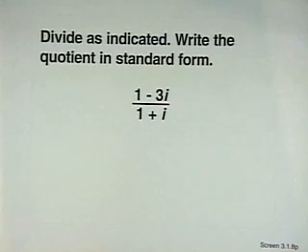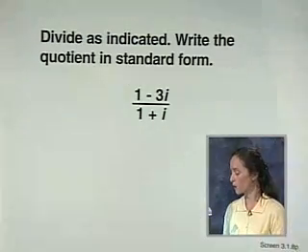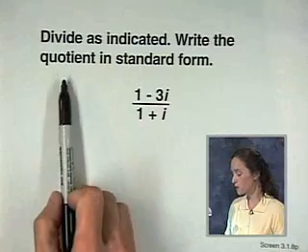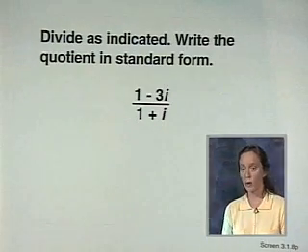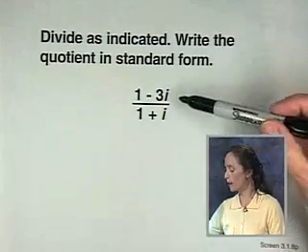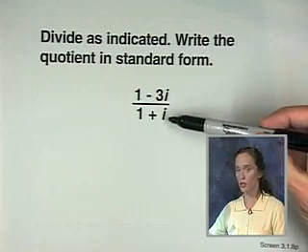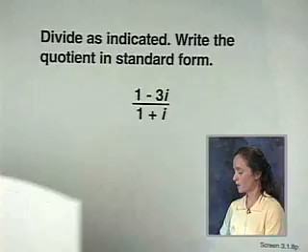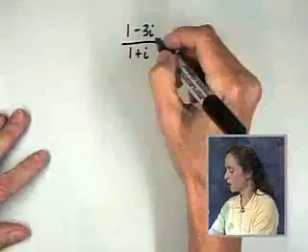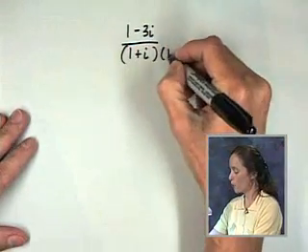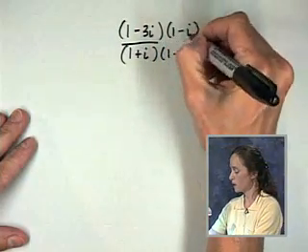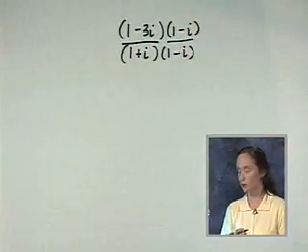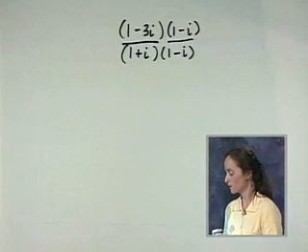Here's a division problem. Notice it's written in fraction form. We want to write the quotient, the answer to the division problem, in standard form. What we need to do is multiply the numerator and denominator by the conjugate of the denominator. Here we go. The conjugate of the denominator is 1 minus i. That's the thing we multiply by the numerator and denominator of the division problem, or the fraction.